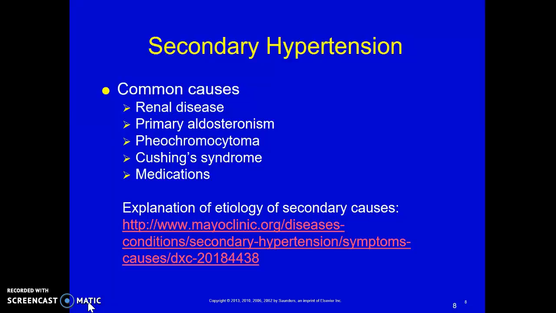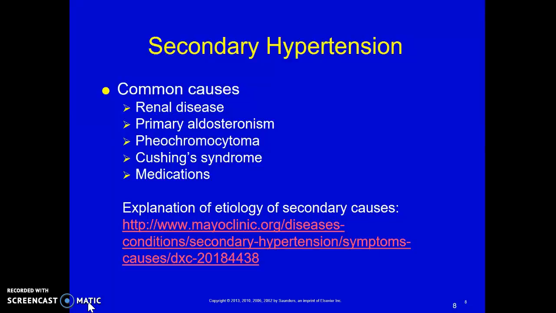Pheochromocytoma is a tumor that grows on the adrenal gland and can create some problems as well. And so there are also, as you know, some medications that can push up your blood pressure, but you don't really have true hypertension. It's being caused secondarily because of another type of disease.